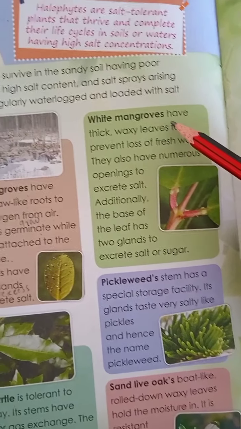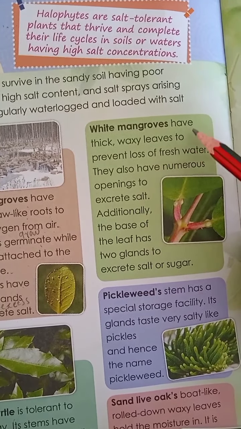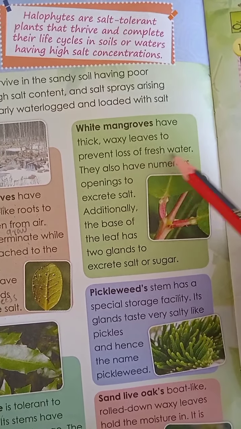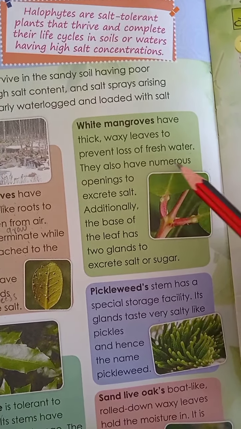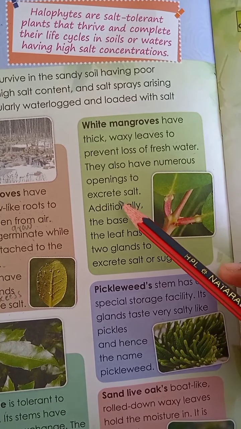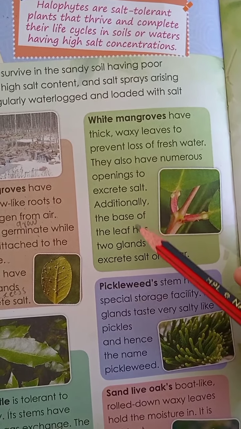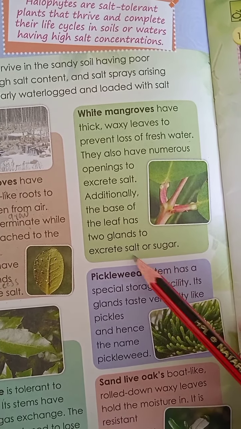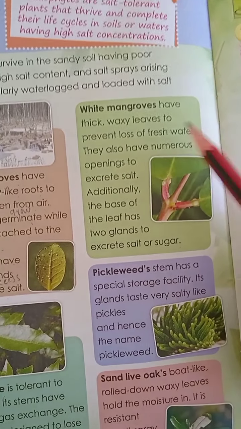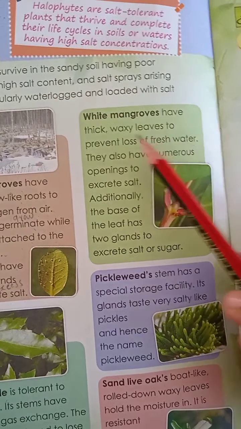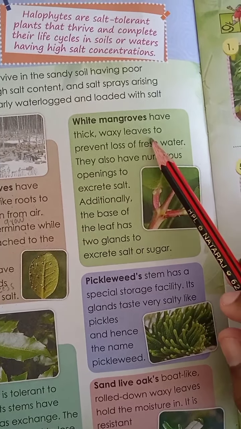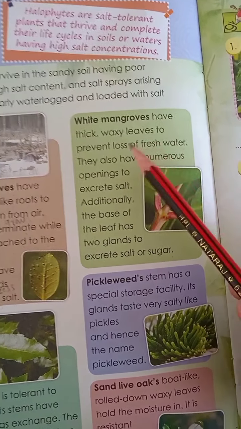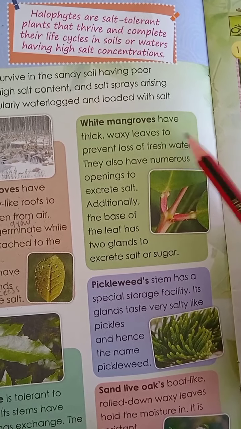Next one, white mangroves. White mangroves have thick waxy leaves to prevent loss of fresh water. They also have numerous openings to excrete salt. Additionally, the base of the leaf has two glands to excrete salt or sugar. White mangroves have thick waxy leaves to prevent loss of fresh water.